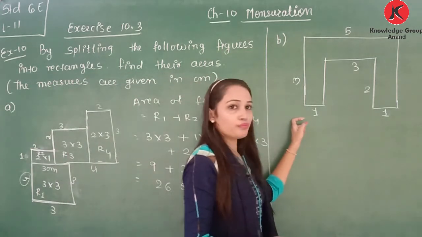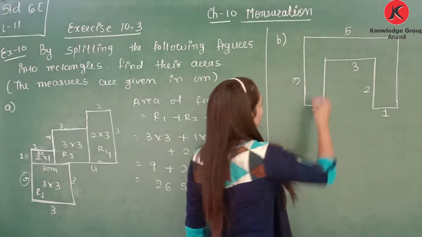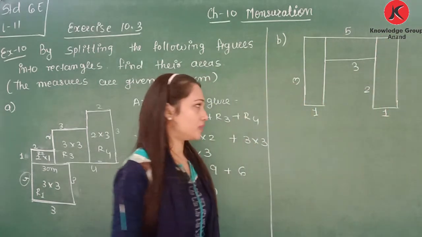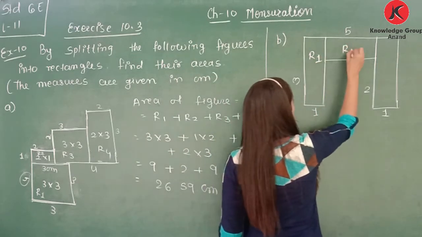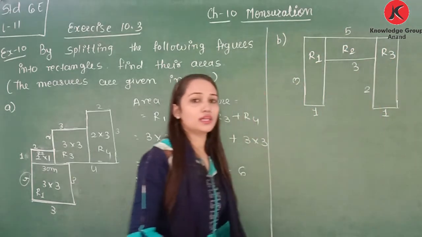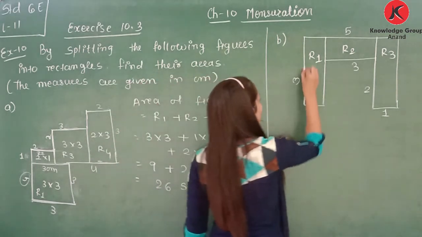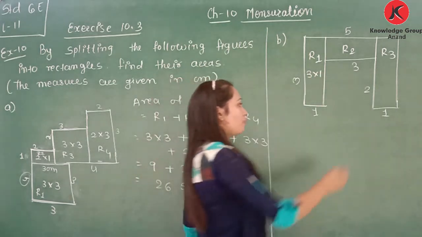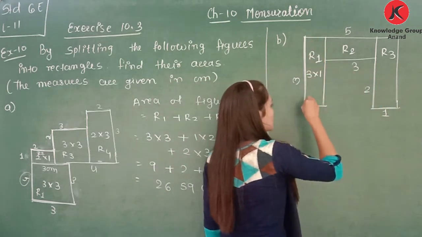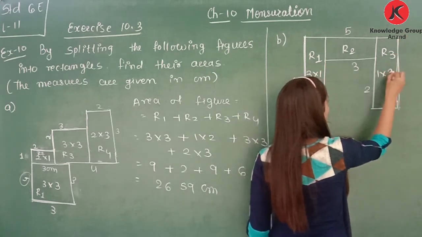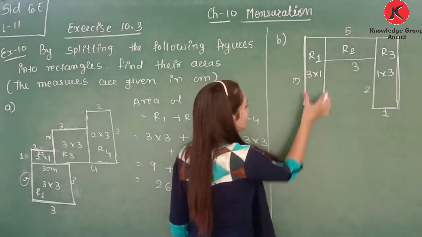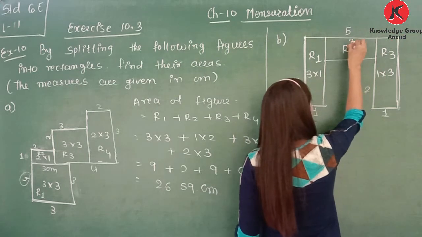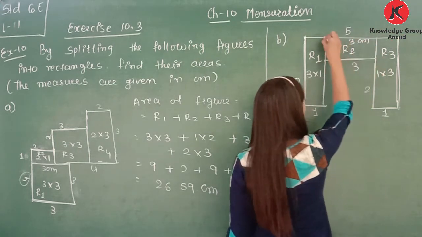This figure is given, measurements are also given, so we will divide it into this one rectangle, this is the second rectangle. Now we need length and breadth. Let's consider this is R1, R2 and R3. To find the area of a rectangle we need length and breadth. So this length is 3 and this breadth is 1. So 3 multiply 1 is the area of R2. Now for this one, this is 1. Whatever the length of this side, it is the same on this side. So 1 multiply 3. Now this part is 1 centimeter, this part is 1 centimeter, so this is 3 centimeter.